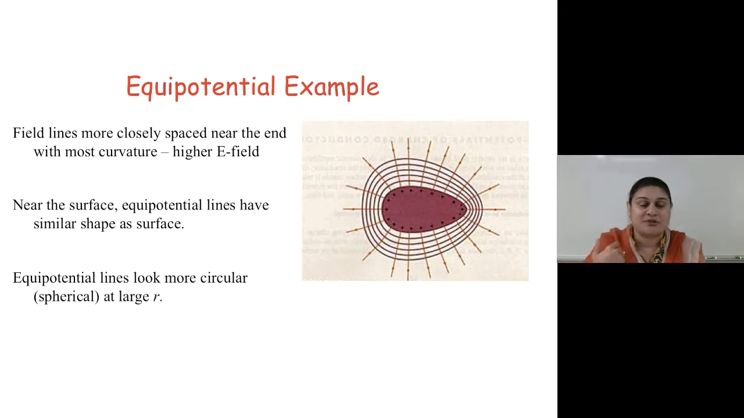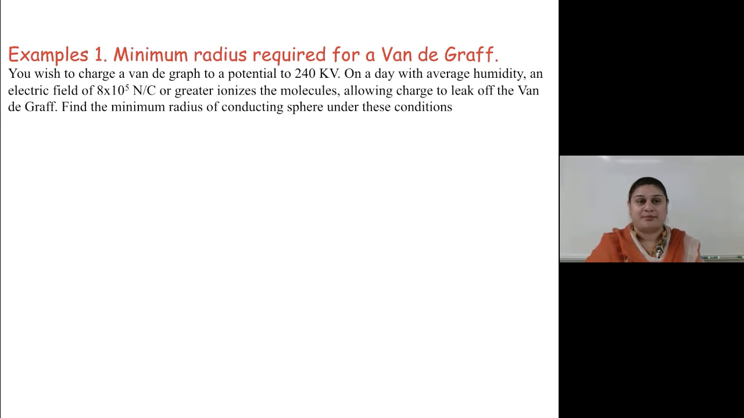Some important things also to remember about equipotential surfaces. The lines are going to be spaced closer at the end with more curvature, right? Which basically means higher electric field will lead to field lines being closer. Near the surface, equipotential lines will have the shape similar to that of the object causing the electrical field. However, further out, at really large R's, those equipotential lines will almost look like they are spherical or circular in nature.